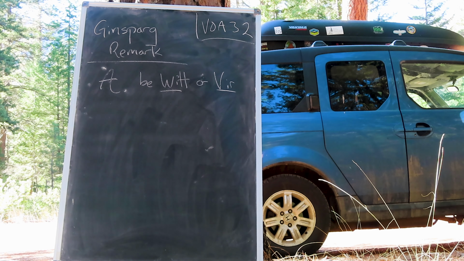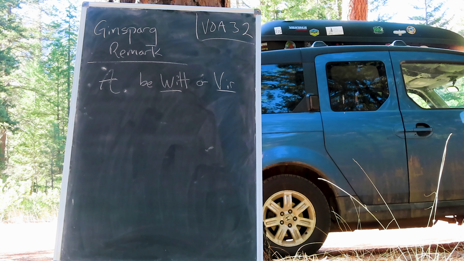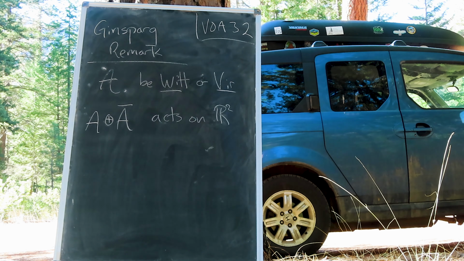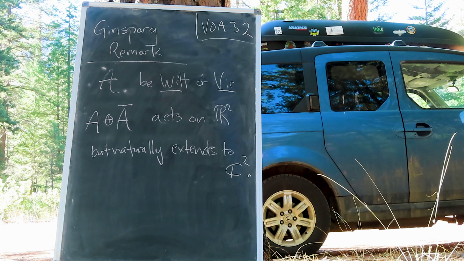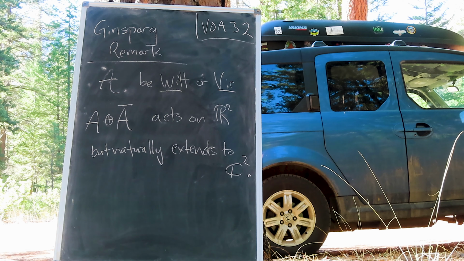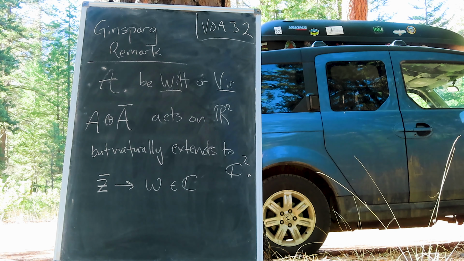In his notes, Ginzburg makes a remark worth pointing out here. Let A be either the Witt or the Virasoro algebra, depending upon context. The direct sum of A and A bar acts on R^2, but can also naturally be extended to an action on C^2. And so we often purposely confuse the variable z bar with an independent complex variable, so our studies henceforth will often naturally sit in C^2.